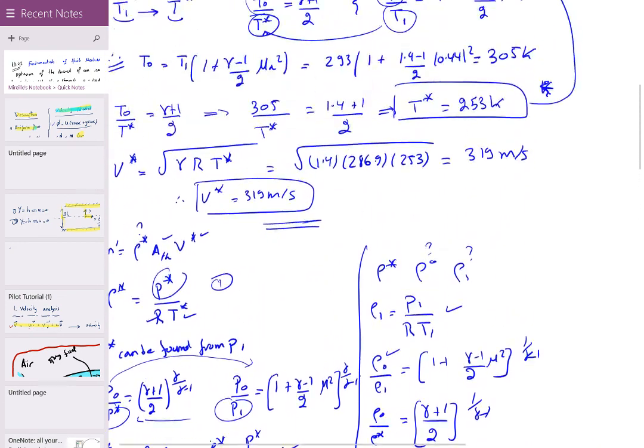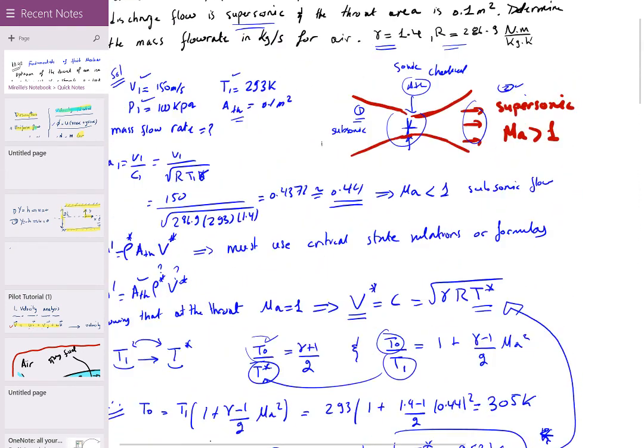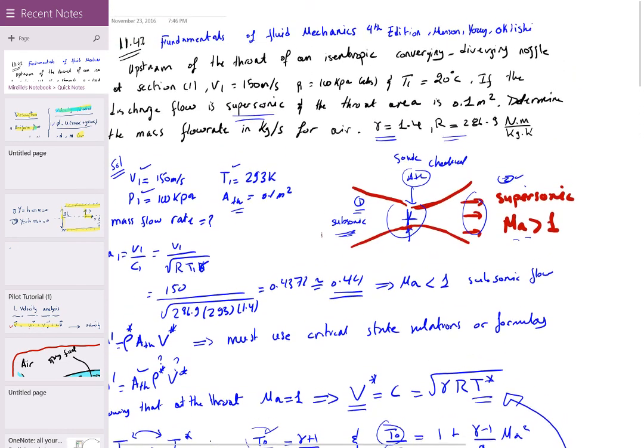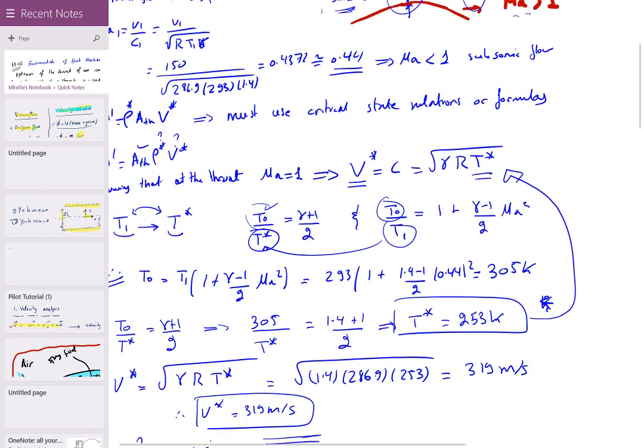And also, it's very important for you to assess what is the flow state before and after, and then you can say the flow at the throat is sonic. This will help you use that the velocity at the throat equals the speed of sound, and then you can use this relation. So this is the type of problem that involves the critical state.